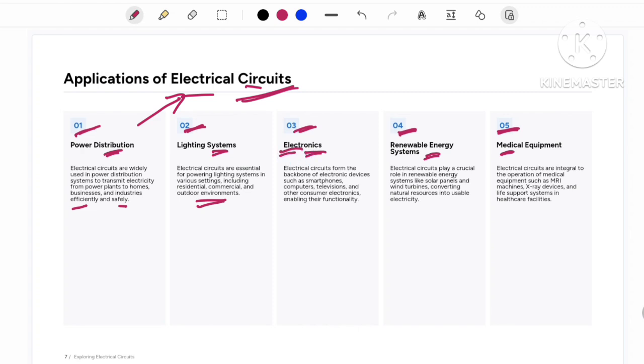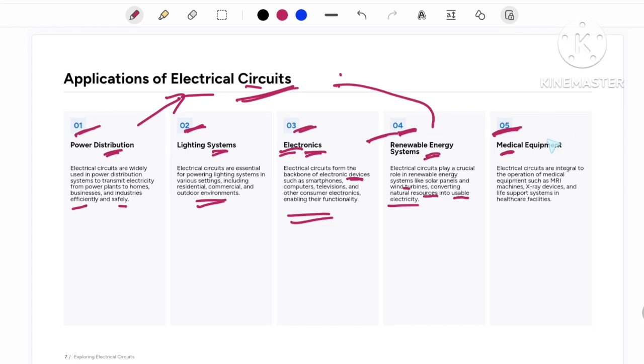Third point, electronics. Why are we using electrical circuits in electronics? Electrical circuits form the backbone of electronic devices such as smartphones, computers, televisions, and other consumer electronics. Right? Move on to the fourth point, renewable energy systems. Why are we using electrical circuits? Electrical circuits play a crucial role in renewable energy systems like solar panels and wind turbines, converting natural resources into useful electricity.